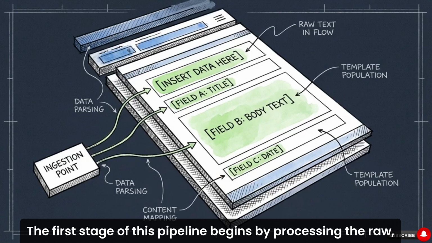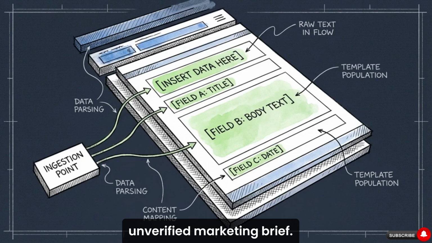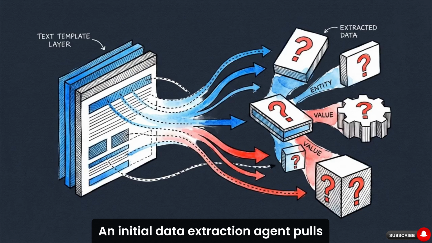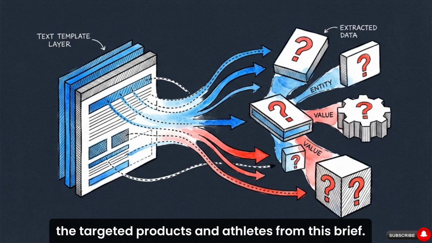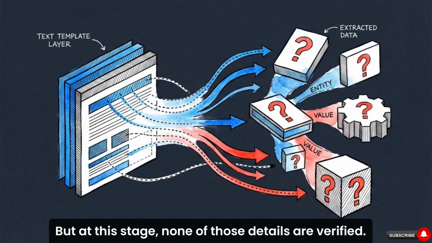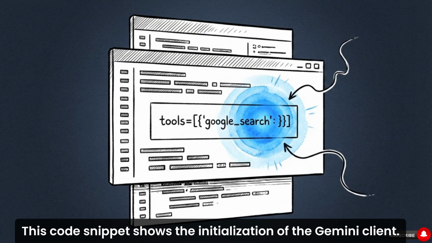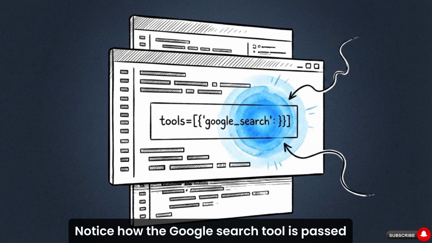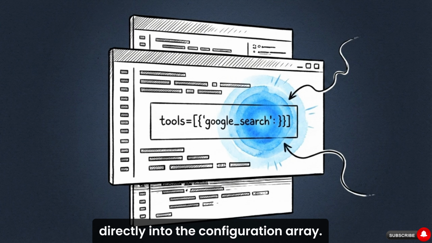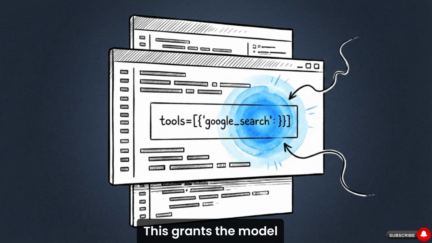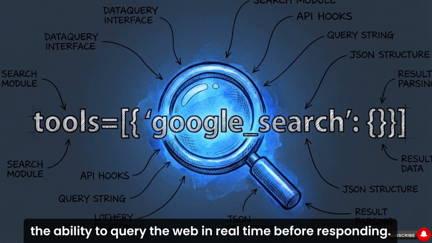The first stage of this pipeline begins by processing the raw, unverified marketing brief. An initial data extraction agent pulls the targeted products and athletes from this brief, but at this stage, none of those details are verified. This code snippet shows the initialization of the Gemini client. Notice how the Google search tool is passed directly into the configuration array. This grants the model the ability to query the web in real time before responding.